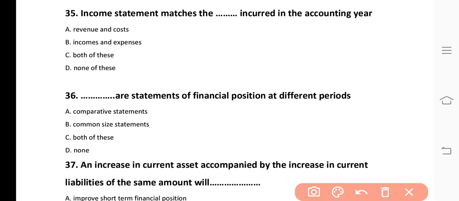MCQ number 35. Income statement matches the dash incurred in the accounting year: revenue and cost, income and expenses, both of these. So the correct option is option C, both of these. In an accounting statement, revenues and costs, or incomes and expenses, are matched to measure the financial performance of any organization.